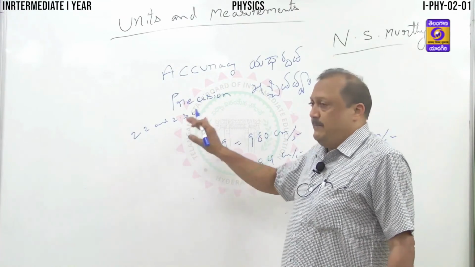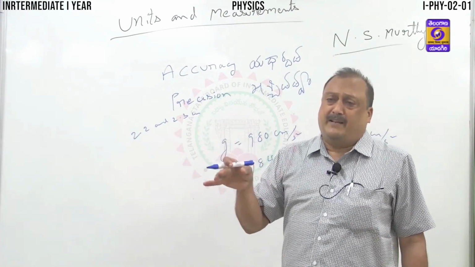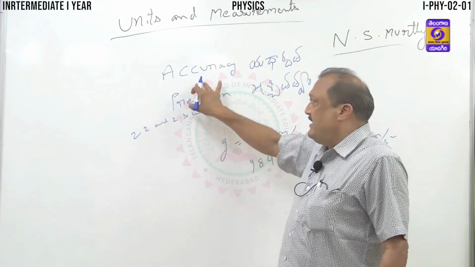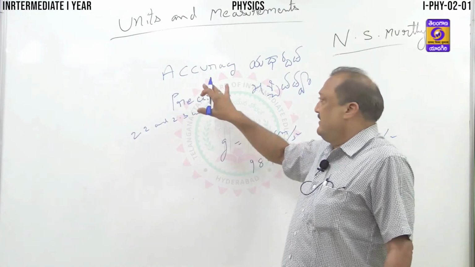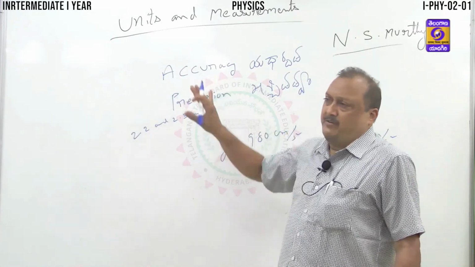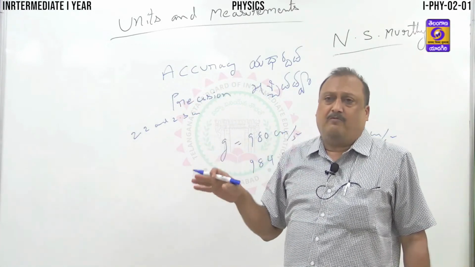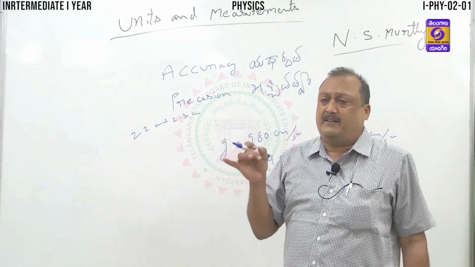Precision depends on the least count of the measuring instrument. If the measured value is very near to the true value, then it is an accurate value. That is, accuracy is more for that experiment or for that instrument.